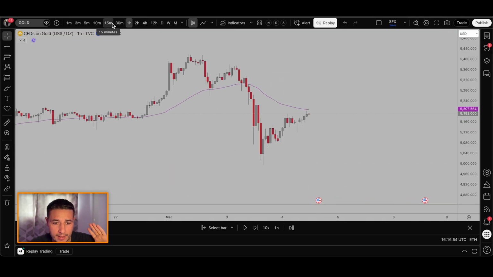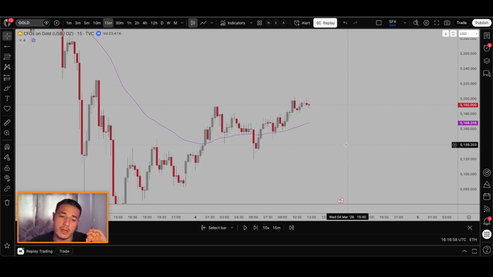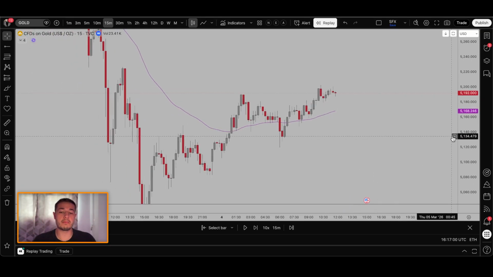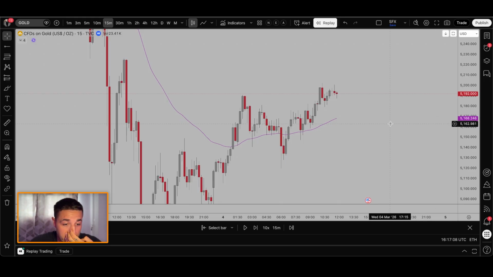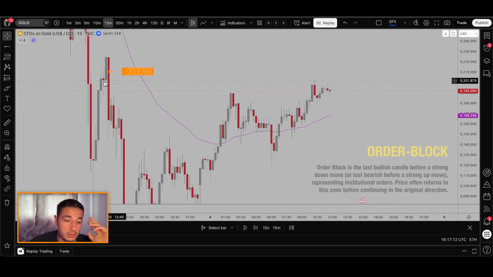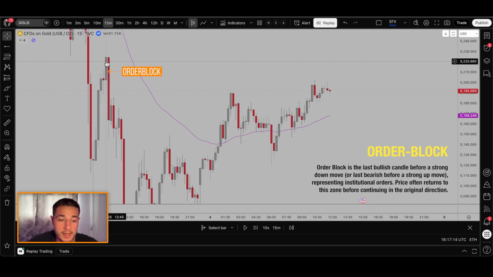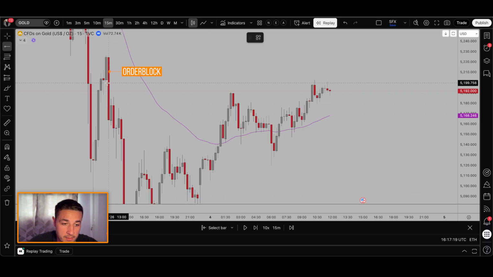If I scale back to the 15-minute time frame, I'm going to show you literally why it's a trade and how you can actually copy-paste this to the next trade idea that is going to get presented to you. On the 15-minute time frame, we have an order block, or you can call it a supply area. As you can see, it rejected.